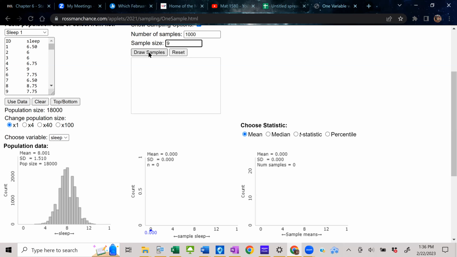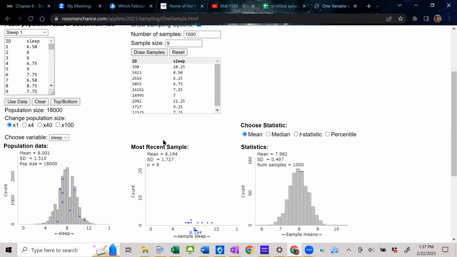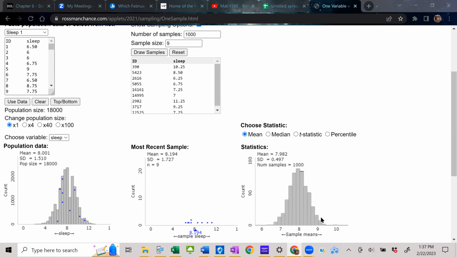Now, your numbers might be a little bit different than mine. That's okay. Let's draw the samples. And there they are. Let's take a look at how they stack up. Was the mean of these sample means pretty close to what I started out with here? Yep. 7.982, that's pretty close to 8.